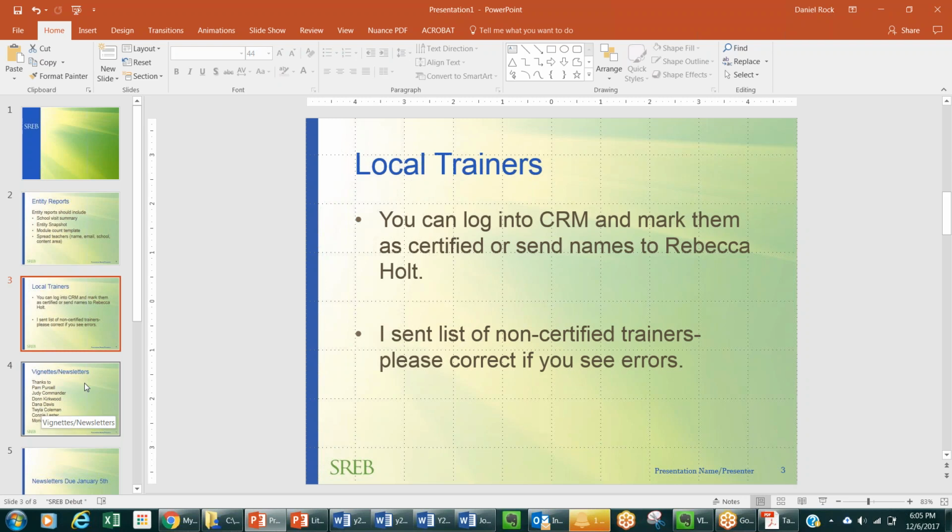So if it's wrong now, you can log in, search for that person, and click certified. Quentin can attest to that.